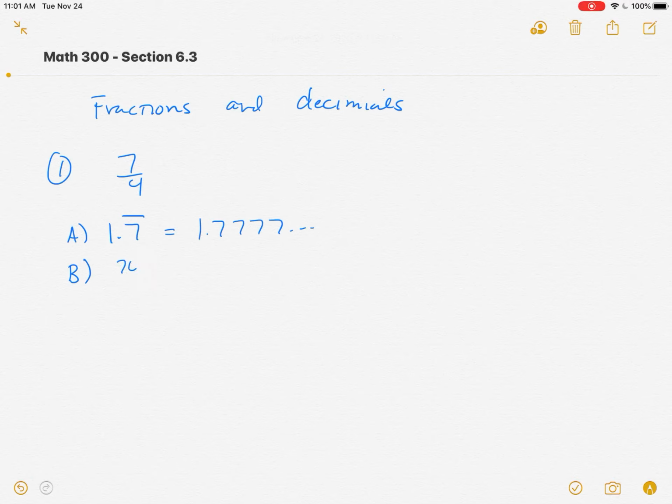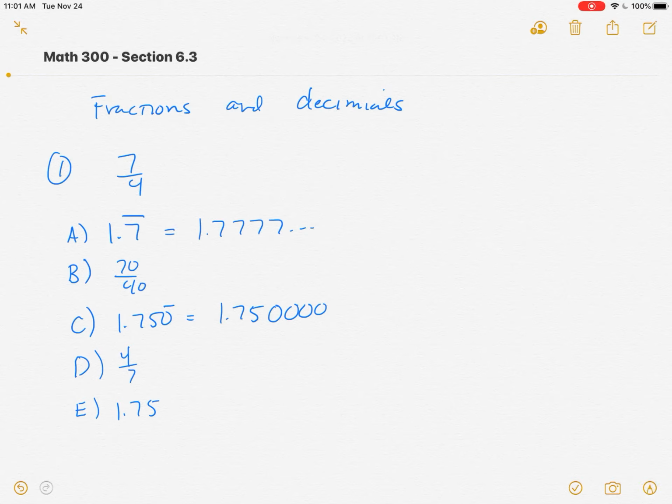B, 70 over 40. C, 1.750 with a line over the 0, which means this is 1.75 and then a bunch of zeros. And then D, there's one more, 4/7. And then E, 1.75.